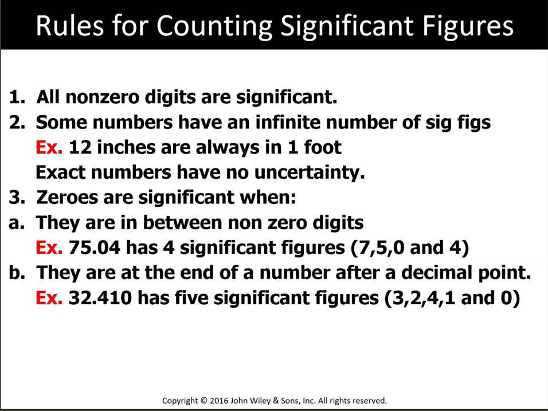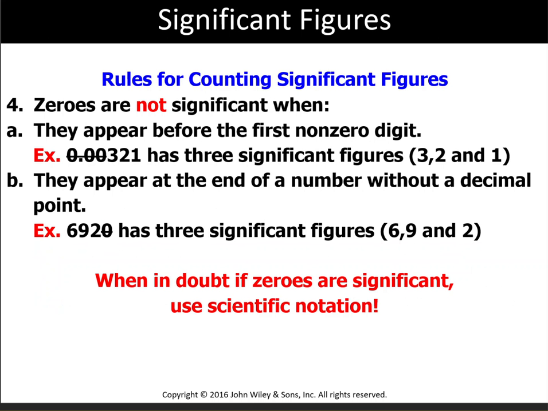You would also count zeros as significant if it's at the end of a number and that number includes a decimal. So for example, 32.410 is a number that includes a 0. Now the question is, what type of 0? It's the 0 that comes at the end and there is a decimal in the number. So this counts as significant. So we have 1, 2, 3, 4, 5 significant figures for this number.